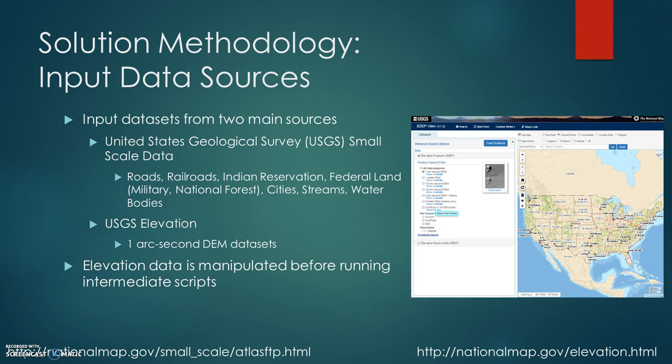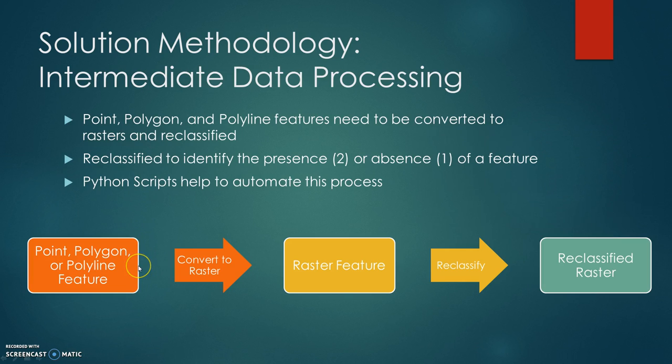For the elevation data, that came in different tiles, and we needed to put those tiles together using the mosaic to new raster tool in ArcMap. And also before we started using our automation tool, we knew that we needed to do a little bit of data manipulation beforehand. For example, we took the elevation data, calculated the slope in ArcMap, and reclassified those two data sets for this analysis. We also were able to extract the military and national forest land from the federal land database and to be able to separate those out so we could have a distinction between those two land areas.